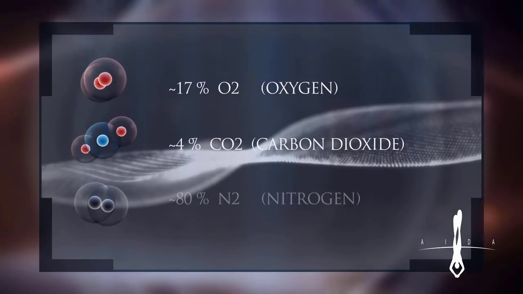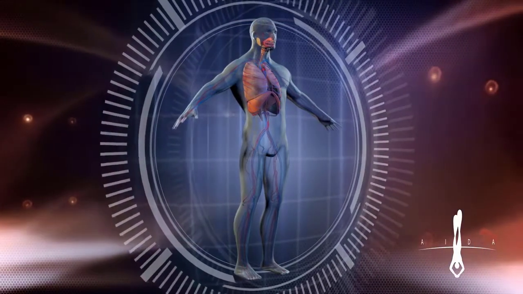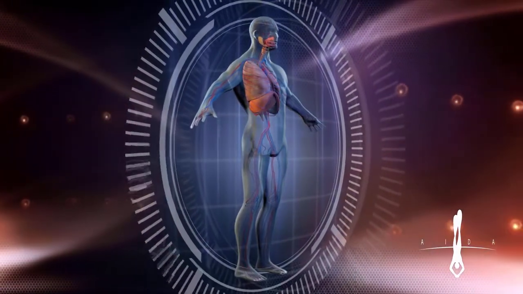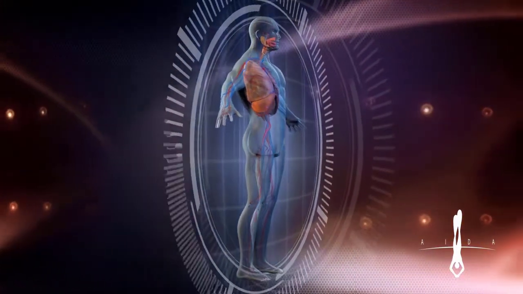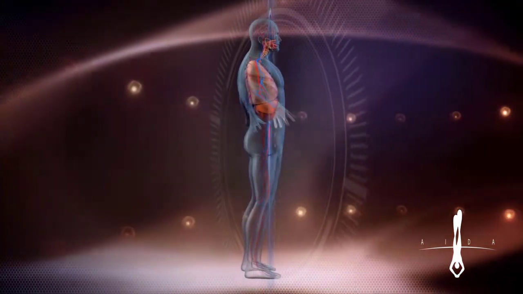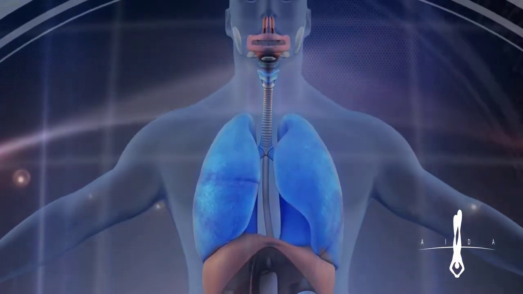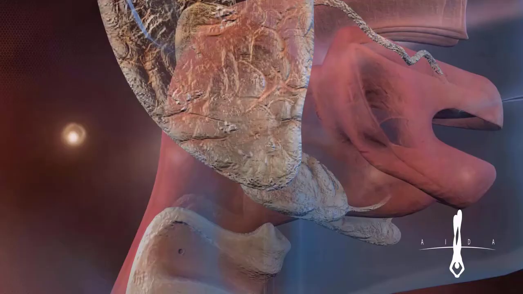This is because our bodies use oxygen in the air we breathe to turn food we eat into a form of energy the body can use. And the byproduct of this process is carbon dioxide, which needs to be released from the body through the respiratory system into the air. So how do we get oxygen into our body and release carbon dioxide back into the atmosphere?